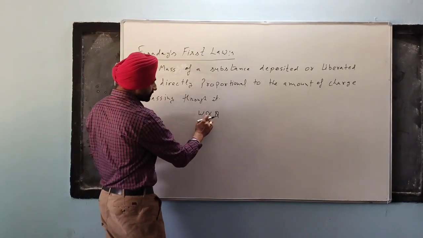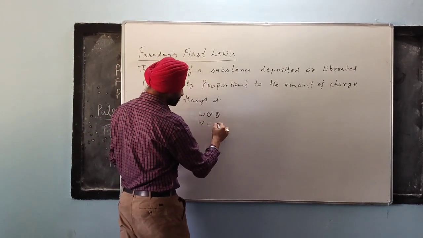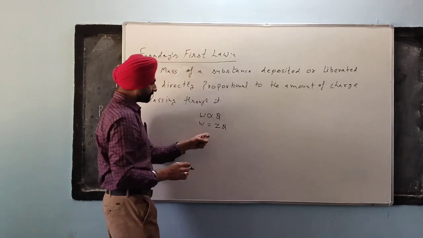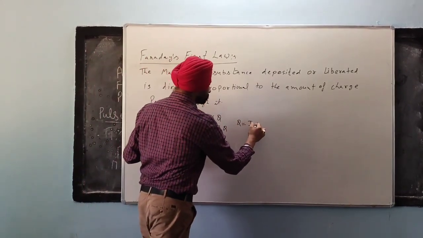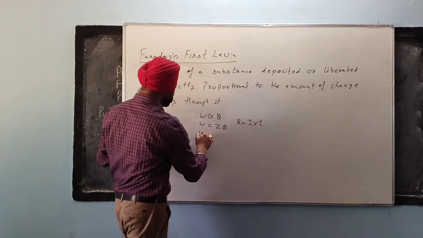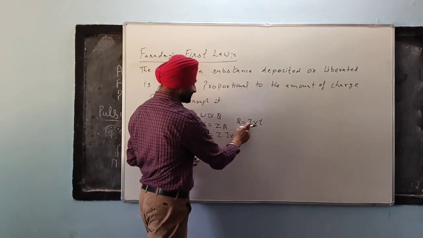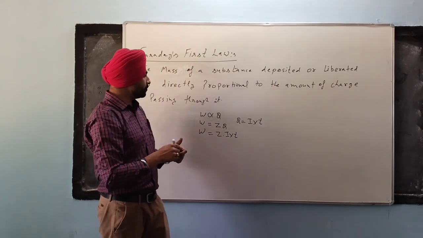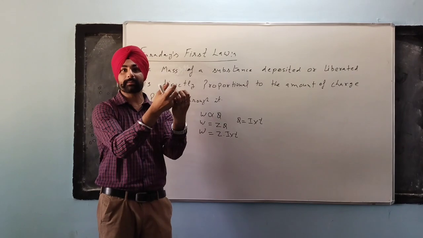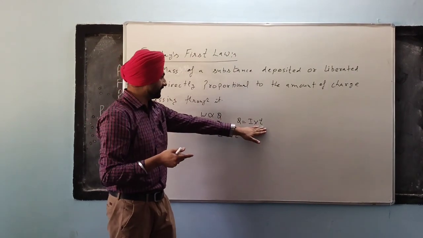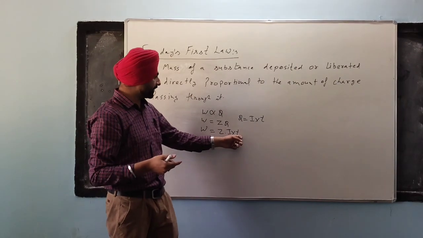To remove this proportionality, we will introduce one constant, ECE, the electrochemical equivalent Z. Now we know Q is equal to I into T. So this will become W is equal to Z into I into T, where I is the current and T is the time. When you pass current for a particular time, its multiplication gives us the amount of charge. So we have W is equal to Z into I into T.